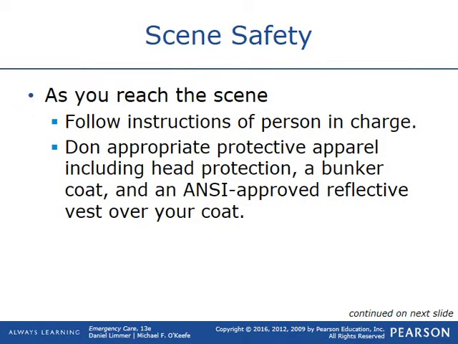As you reach the scene, make sure you're following instructions of the person in charge. Don any appropriate protective apparel, including any sort of head protection, a bunker coat, bunker pants, and any sort of ANSI-approved reflective vest over top of your coat.